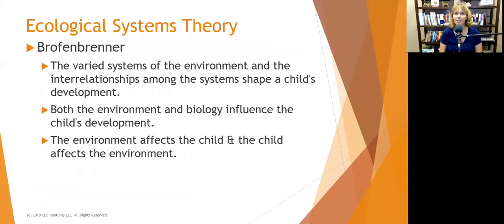And then Bronfenbrenner, he had the ecological systems theory, and he builds on Vygotsky and Bandura. He said the varied systems of the environment and interrelationships among the systems shape a child's development. So the child, his family, his school, his neighborhood, and his community, they all shape child development. They all control what kinds of resources the child has access to. They control the types of things the child finds enjoyable and rewarding.